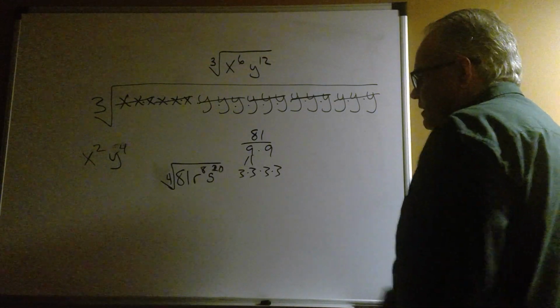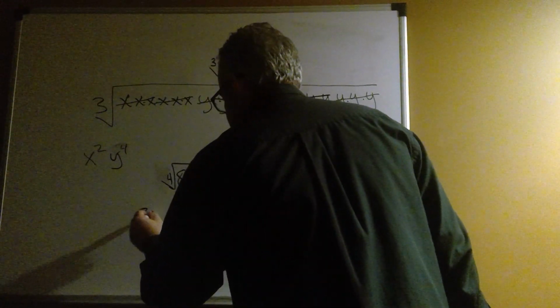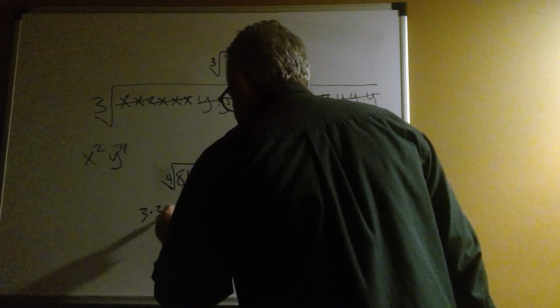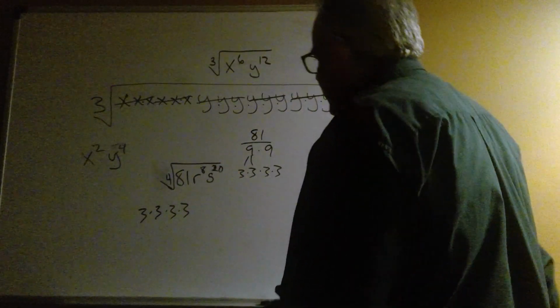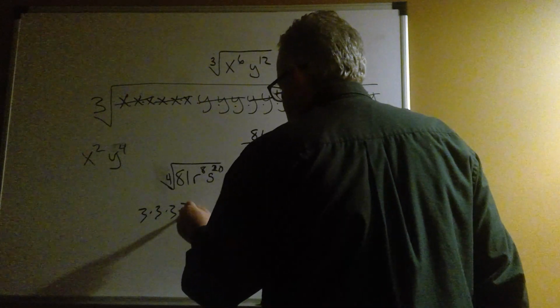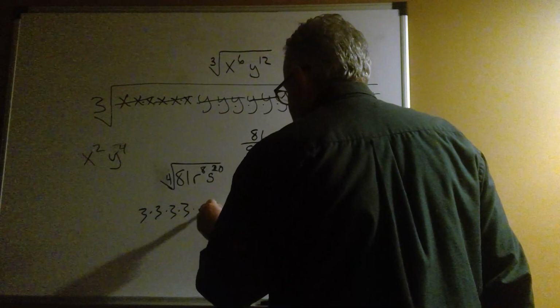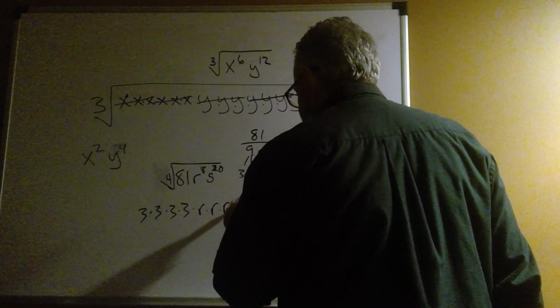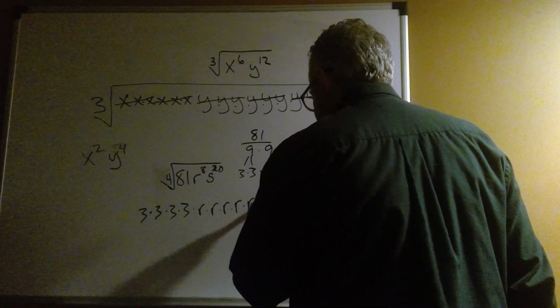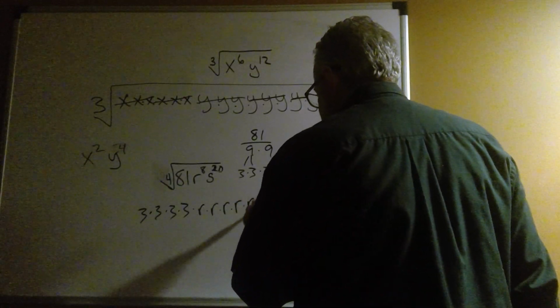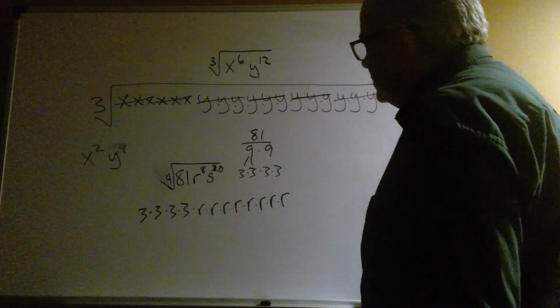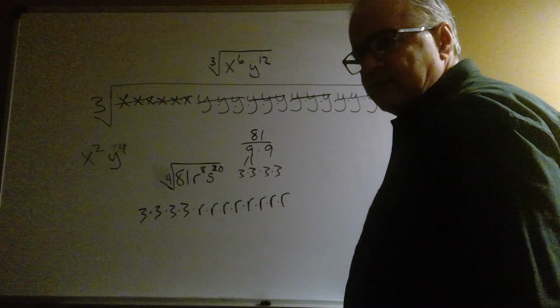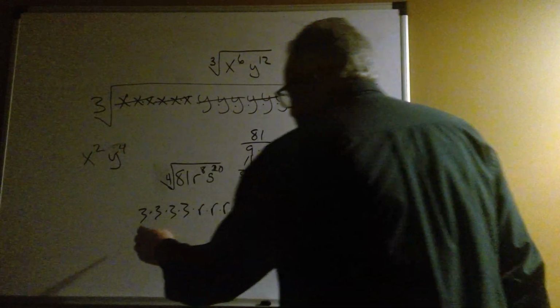Okay, so I'll do it here. 3 times 3 times 3 times 3. That's the 81. R to the 8th means R times R times R times R times R times R times R times R. 1, 2, 3, 4, 5, 6, 7, 8. 8 R's. 20 S's. Well, I got to do it.